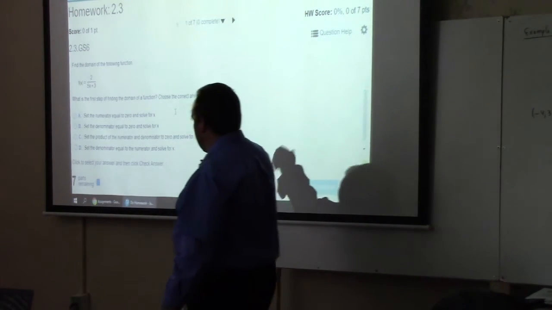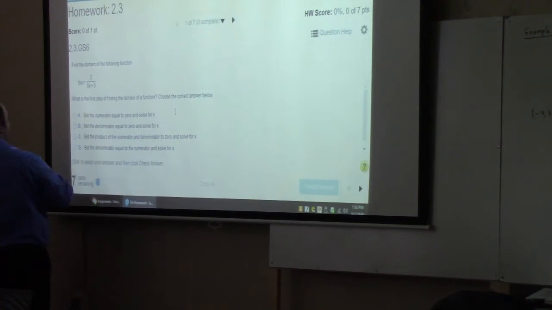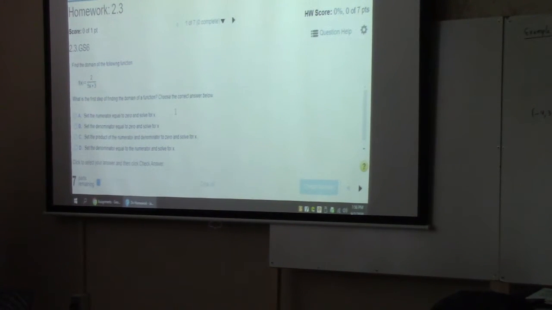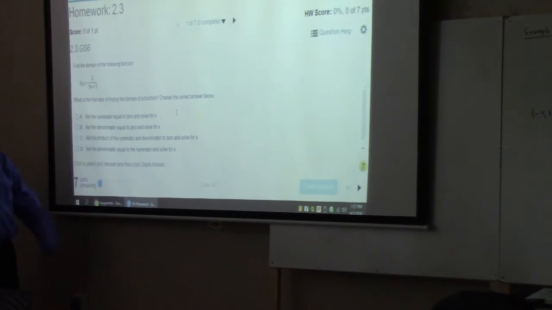So here's a function, 2 over 5x plus 3. It says, what is the first step in finding the domain of a function? Well, this function, I should say. Ooh, I don't like the wording here at all. It shouldn't say a function, because other functions don't have these things. Like if my function was f of x is equal to the square root of 5x plus 3, none of these are right. This is poor wording. This function, not a function.